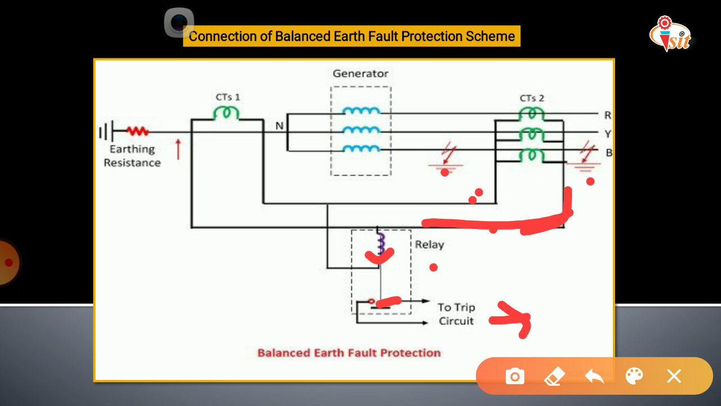So when the earth fault occurs on phase B, some amount of current will flow to the CT secondary. Since the relay coil is connected across the CT secondary, the relay coil gets energized and it will send a signal to the circuit breaker for its operation.